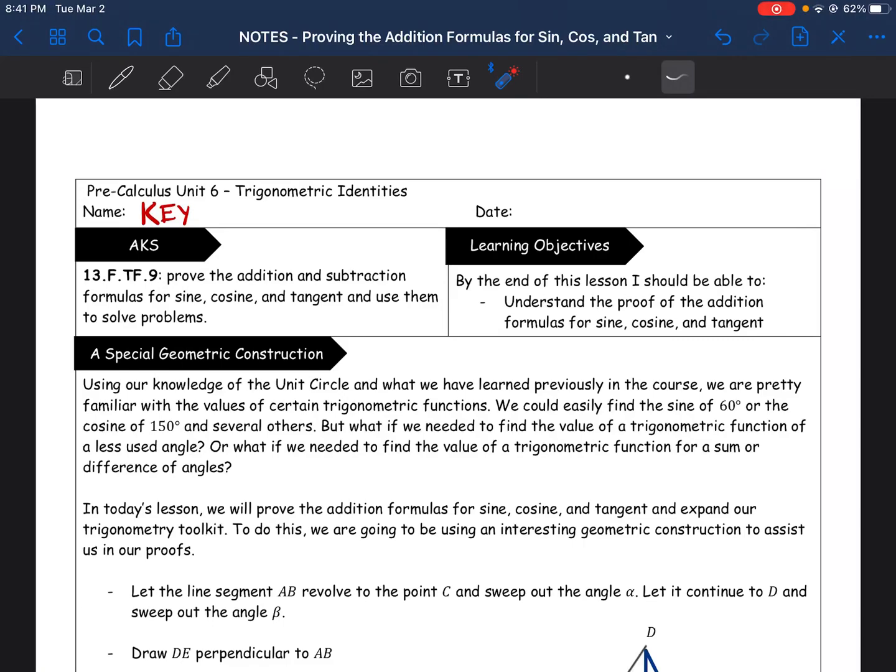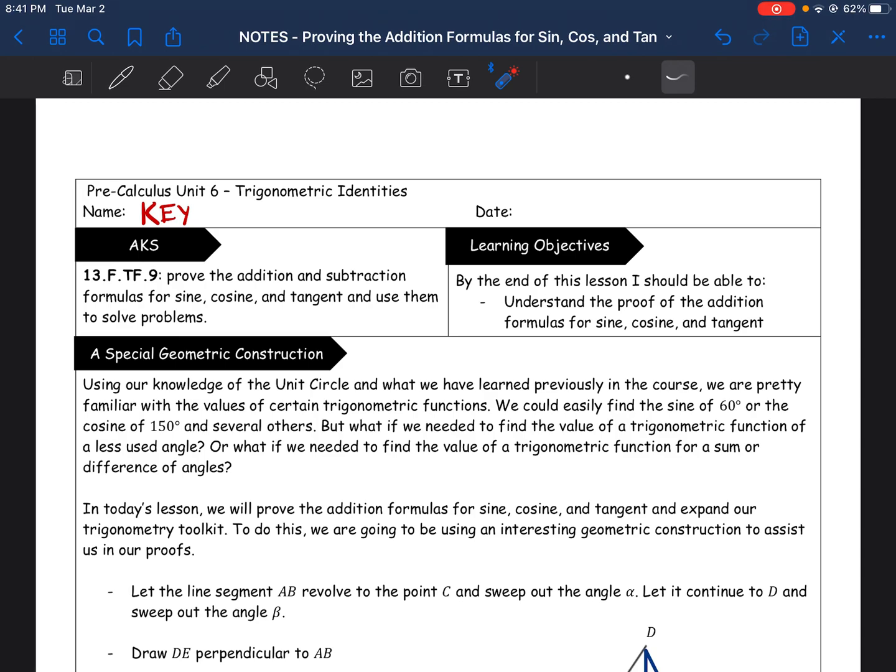In today's video, we're going to be proving the addition formulas for sine, cosine, and tangent. So using our knowledge of the unit circle and what we've learned previously in the course, we're pretty familiar with the values of certain trig functions. For example, we could easily use the unit circle and right triangles to find the sine of 60 degrees or the cosine of 150 degrees.